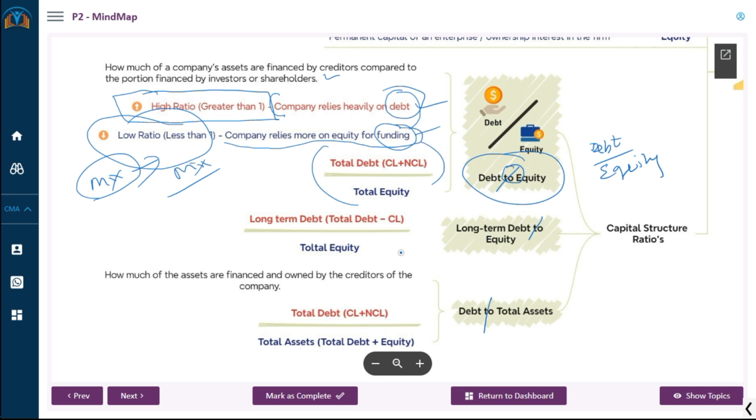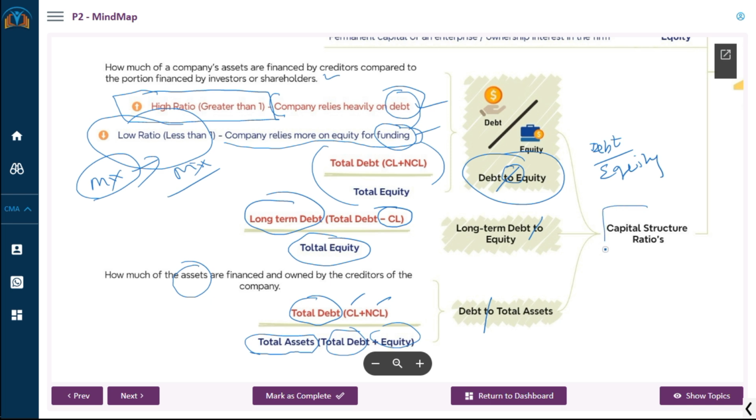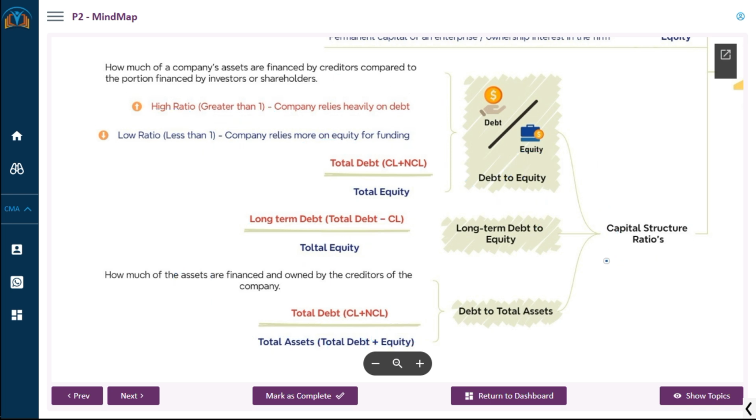Now we have long-term debt to equity. In long-term debt, we exclude the current liabilities. We only check the long-term debt by the total equity. And in debt to total assets, we take total debt, current liabilities plus non-current liabilities, by total assets. Total assets is total debt plus equity. So how much of the assets is financed and owned by the creditors of the company? This checks your assets, so it's debt by total assets. So this is your capital structure ratio.